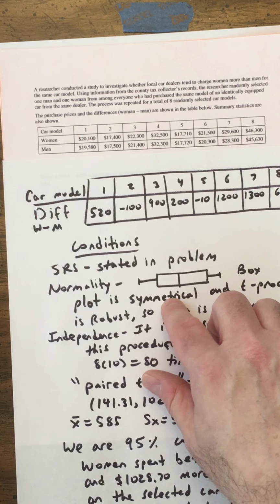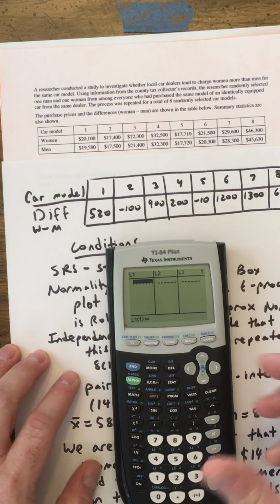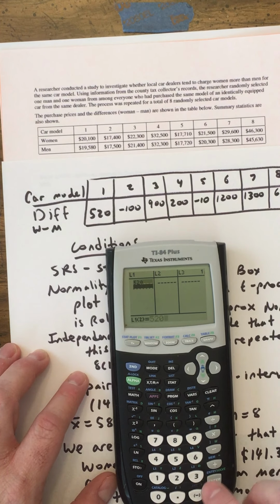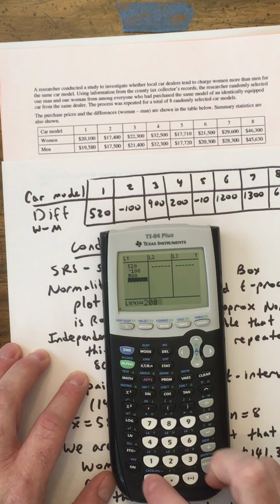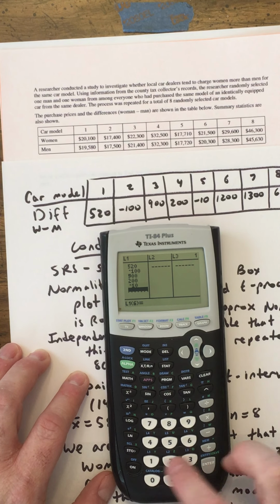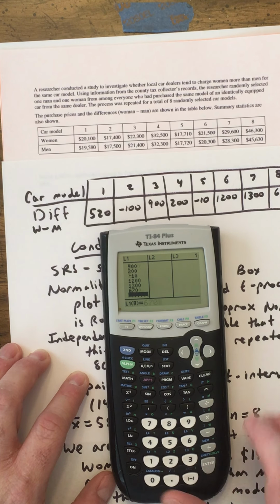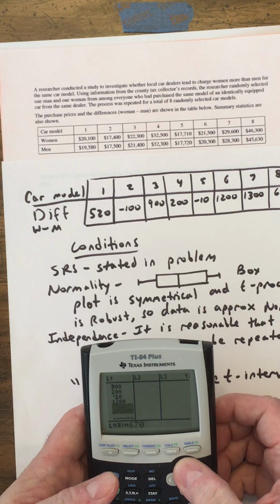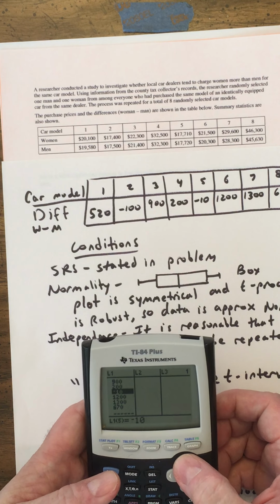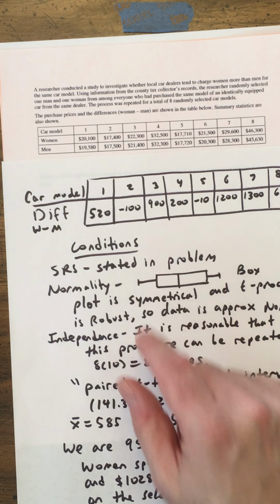In fact, I'm going to do this one. I might have the data in there. Let me see if I do. No, I don't. I'm going to enter that data so you can see what we need to do. 520, negative 100, 900, 200, negative 10, 1200, 1300, and 670. Okay, so now I got my data in the calculator. Let me just double check it. 1300, 1200, negative 10, 200, 900, negative 100. Yes, perfect. All right. We got to check the conditions.